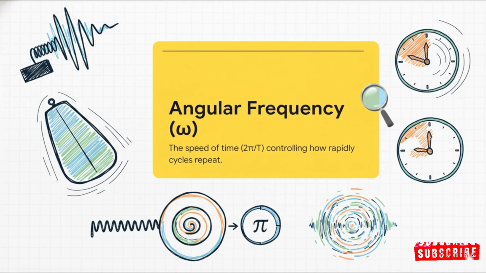Why? Because it completely dictates the rhythm. A high angular frequency means our spring is vibrating furiously. A really low angular frequency means it's a slow, lazy, sweeping pendulum. Mathematically, it is defined very simply as 2π divided by the period T.